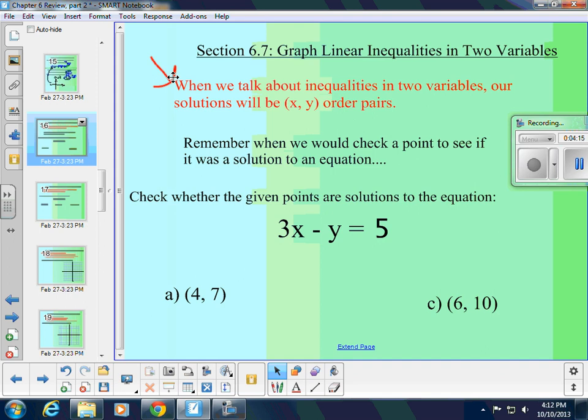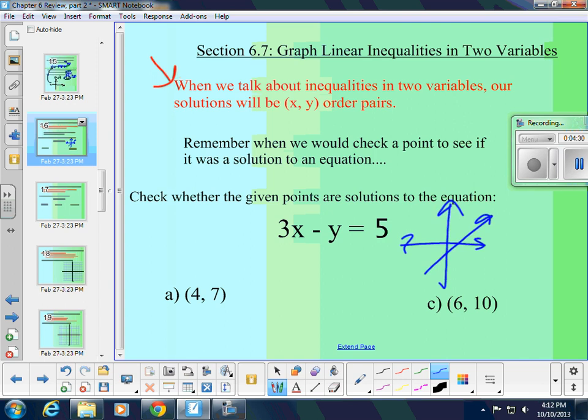How do we do that? We've done this with equations, something like 3x minus y equals 5. That is a line, so there's some line that would be the graph for it. It could be something that looks like this. That's not really it, but I'm just making an example. That equation has a graph of a line, and I could check to see if one of these points would fall on that line or not.